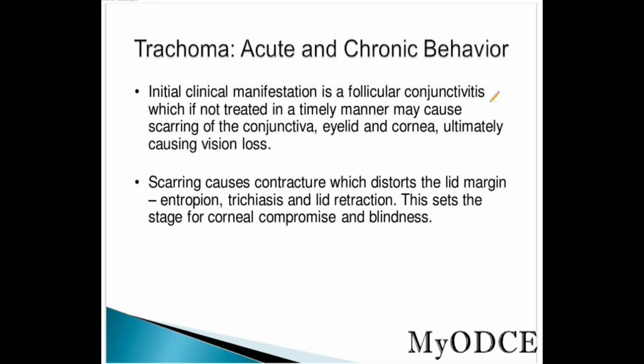Scarring causes contracture, and this is important because when you think of normal blinking and the mechanics of normal distribution of the tear film with blink, having normal lid architecture and anatomy is a big part of that. As the scars lead to contracture, which distorts the lid margin, leading to entropion, trichiasis, and lid retraction, this sets the stage for corneal compromise, chronic mechanical inflammation, and subsequent other infections, as the corneal surface is compromised and you don't have normal distribution of the tear film and its antimicrobial components. Too much corneal scarring, and ultimately you have corneal blindness.